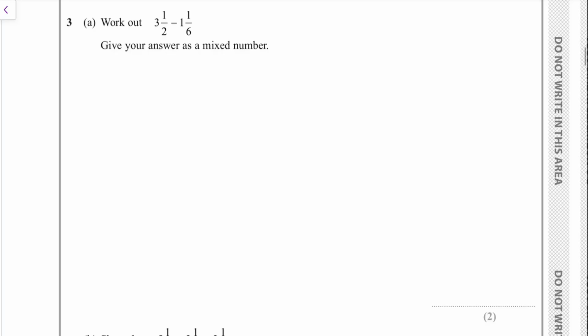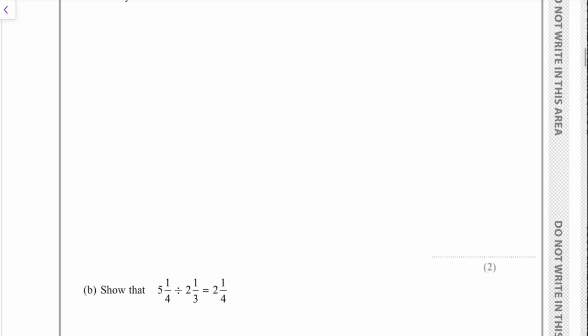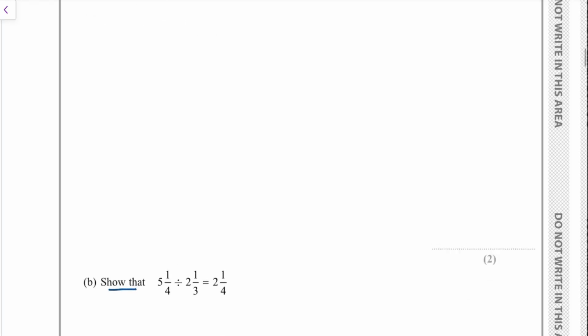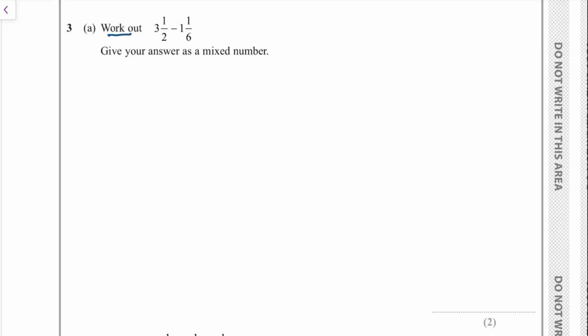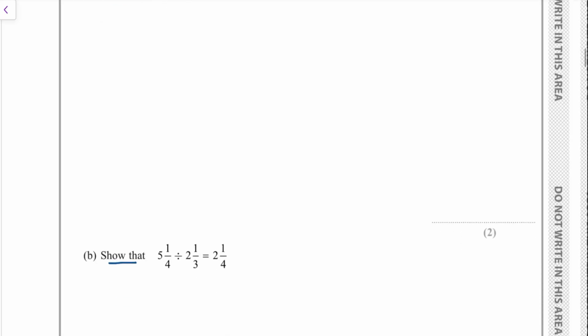There we go. What to note here, this one says work out, and this one says show that. Now, for Edexcel, if you get the right answer, you get 4 marks. So actually, I could just write down the answer. If I could do it in my head, I should get 4 marks. Obviously, I'm not going to do that. I'm going to show the working. But it should be a correct answer, 4 marks. For a show that question, there must be working, otherwise you won't get the appropriate mark.